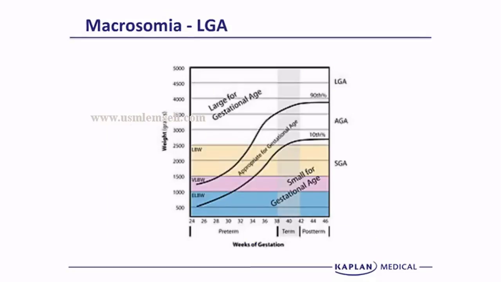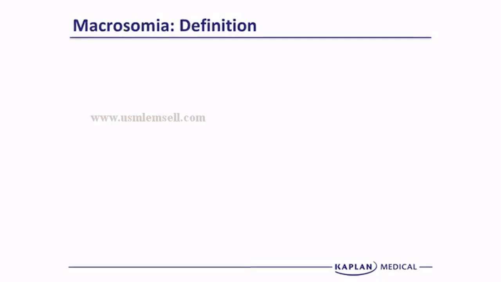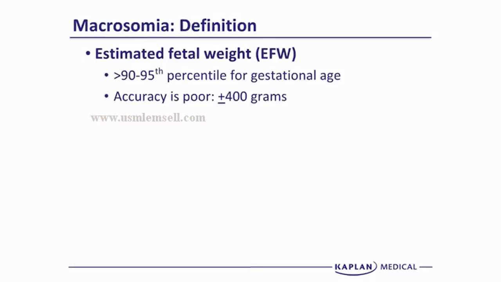Now we move to large for gestational age, macrosomia. This is over 90th percentile of estimated fetal weight or over 4,000 to 4,500 grams at birth. The definition of macrosomia: ultrasound estimated fetal weight above the 90th to 95th percentile for gestational age. Our ability to predict fetal weight is not very good. Our accuracy is very poor. When we get to the extremes, we may be as much as 400 grams off, which is basically a pound, and that can make a big difference.